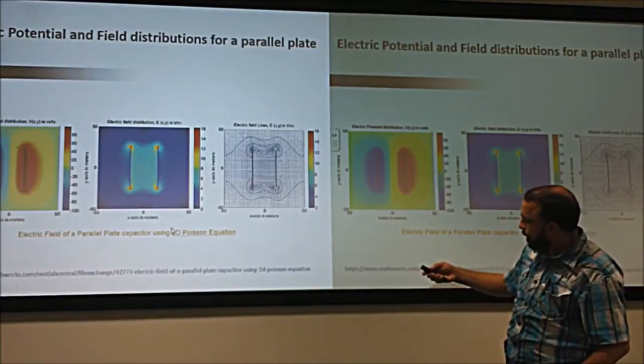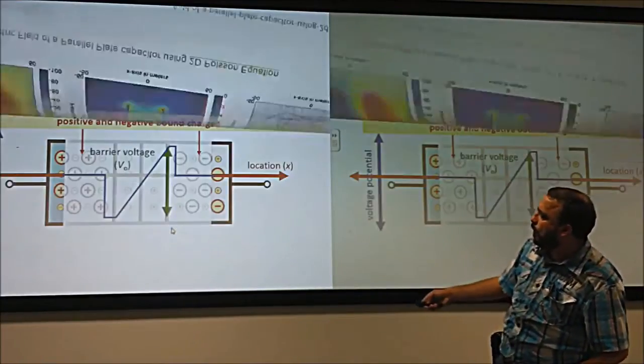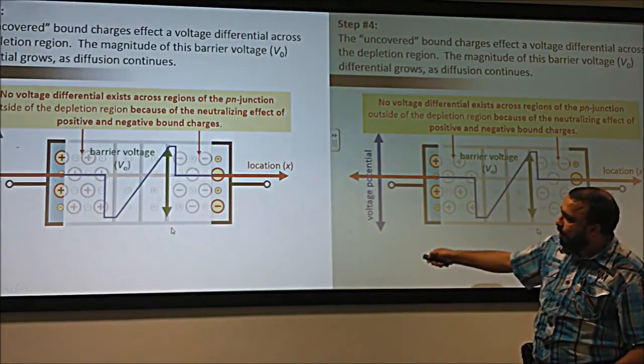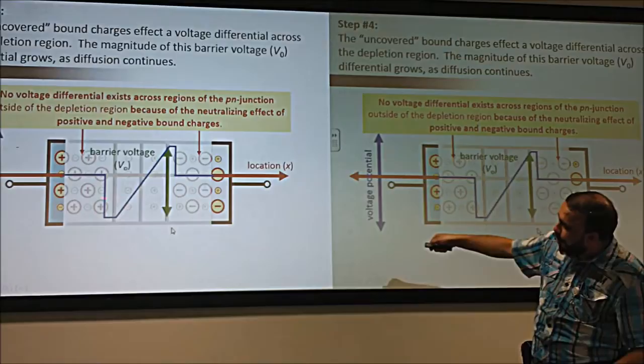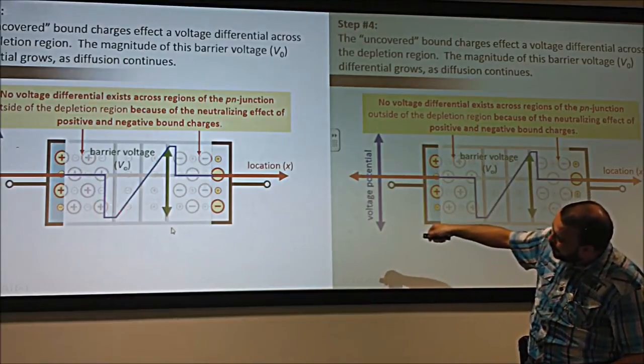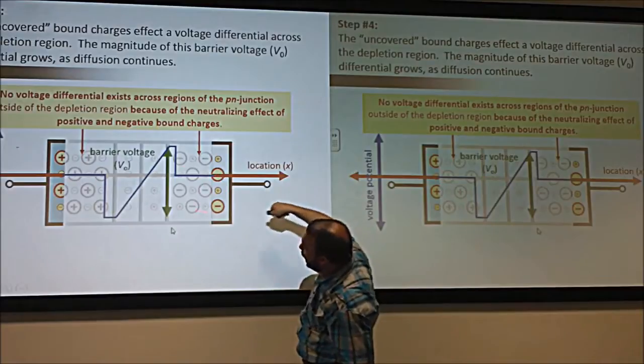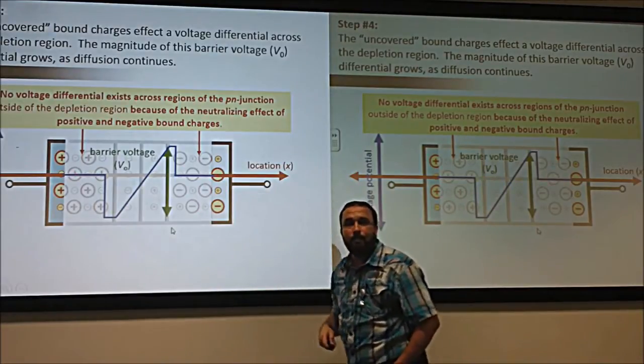So, yeah, that's what happens. So basically what we have here, with the bound charge, is an electric field in between. So we have a voltage between this side and this side. But again, do we have a voltage between this side and this side? Why?